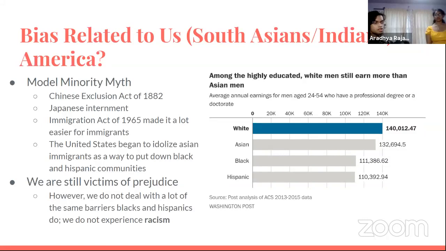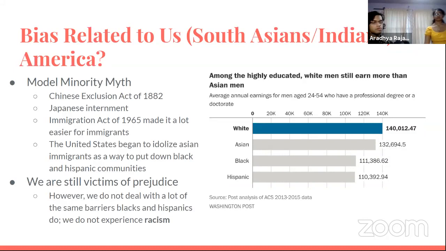But somewhere in the 1970s and 80s, the United States began to idolize Asian immigrants and Asian communities, because they said that these people work harder, and they removed a lot of these barriers which Black and Hispanic people have to deal with. But that's a myth. It's not actually true that we necessarily work harder than other races. That almost doesn't make sense.